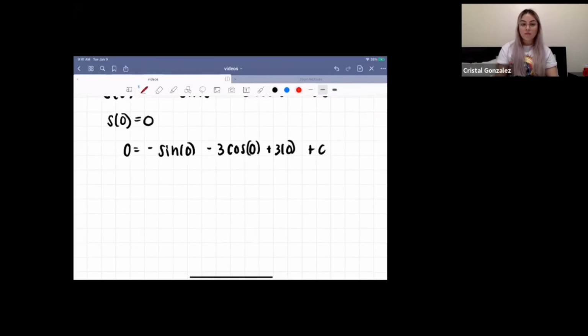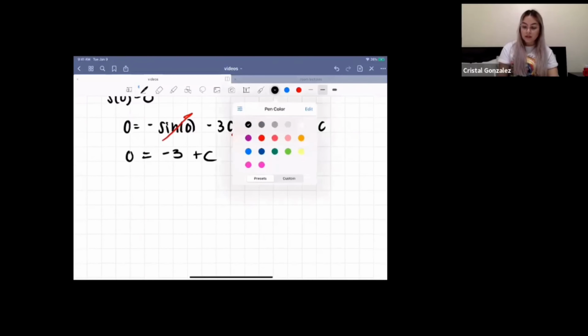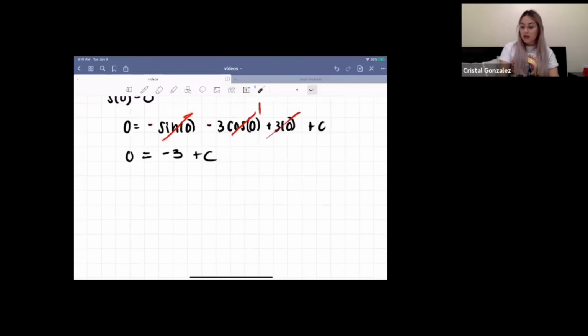And then we know that sine of 0 is just 0. Cosine of 0 is 1. This is just going to go away because it's 0. And so we get 0 is equal to negative 3, and then plus c. Because this went away, and this went away, and then we had the negative 3 in the front. Sorry, you can't see, but I'm pointing at it. And so that tells us that c is equal to 3.